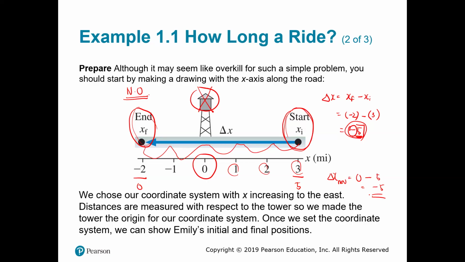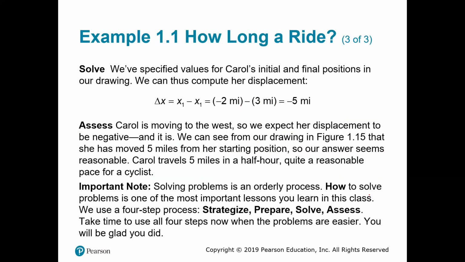Again, two things. The displacement definition is x final minus x initial. And the physical meaning of displacement is how many units it moves to the right or to the left. This is the solution.